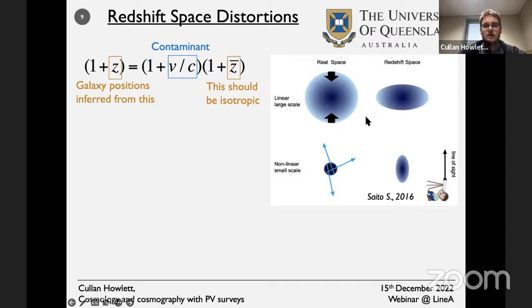line of sight. And on small scales, because galaxy velocities are effectively random, they're random and uncorrelated, they can be whizzing around in all particular directions. And if you average over that, you find that on small scales, you get this elongation of the clustering. And so when you measure the clustering of galaxies using the observed redshifts, you find a very particular pattern in the clustering. And from that, you can infer the strength of gravity.